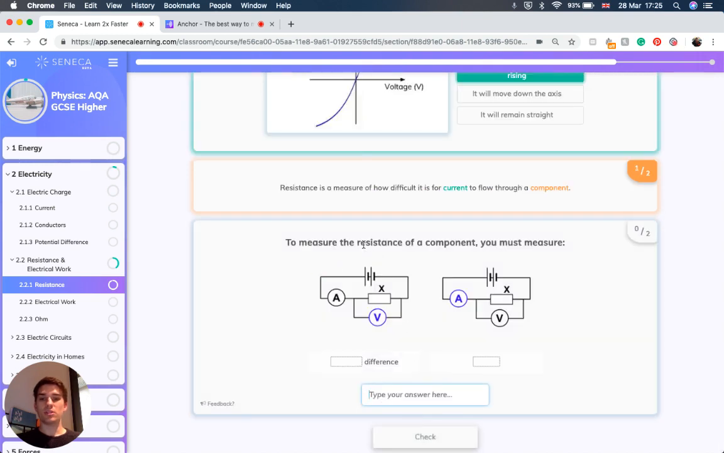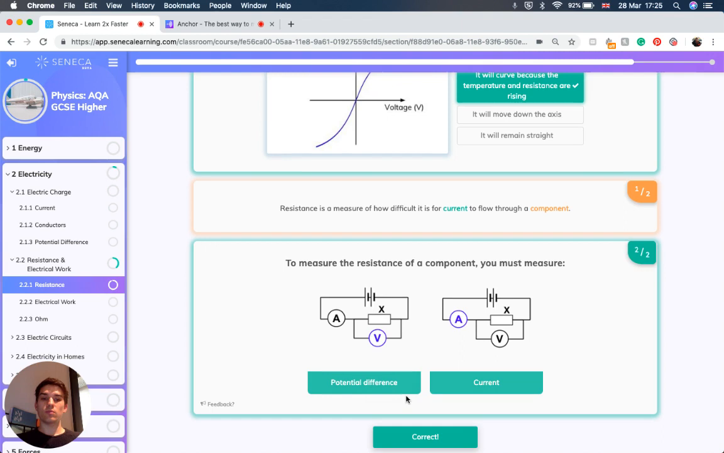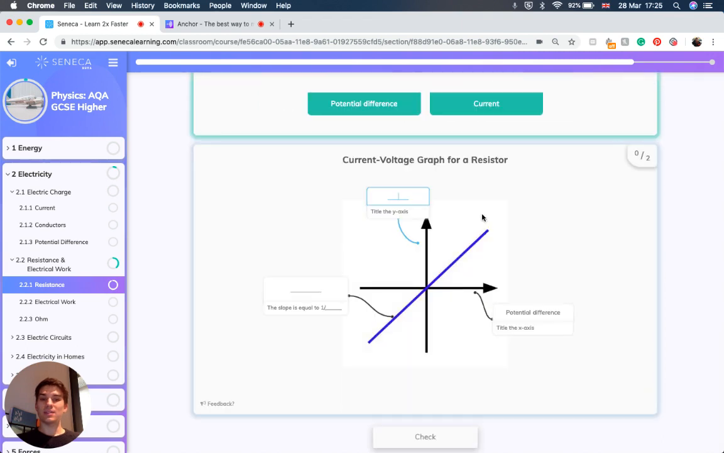And remember, the two things you need to measure the resistance of a component. We need to first of all measure the potential difference, and that's measured using a voltmeter in parallel. And we need to measure the current, which is measured using an ammeter in series.